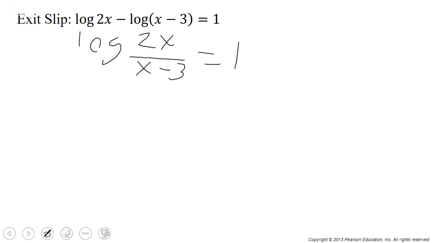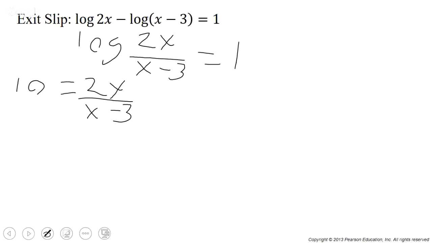Now I need to change it into an exponential, but there's no base. So what do we remember about a log with no base? What do we assume the base is going to be? It's a common log, so it's going to be log base 10. So now I can make this into an exponential. So I have 10 to the first power, which is just 10, equals 2x divided by x minus 3.